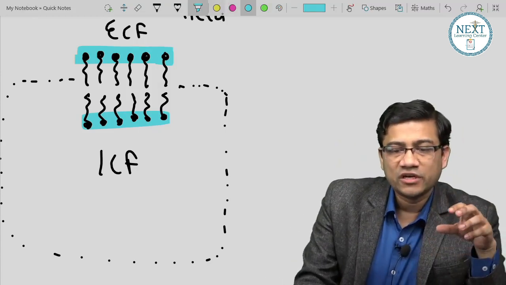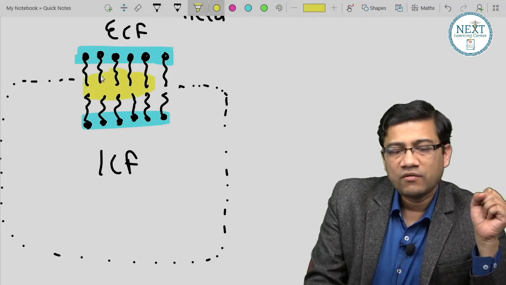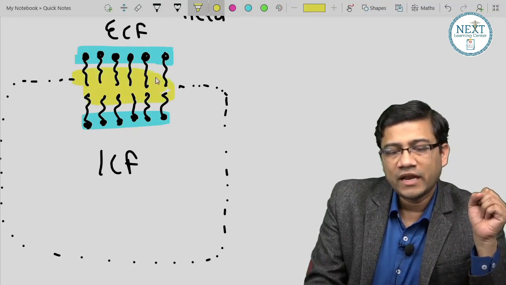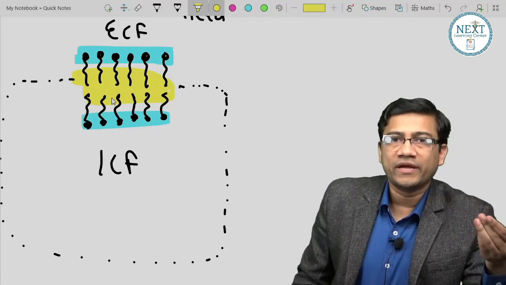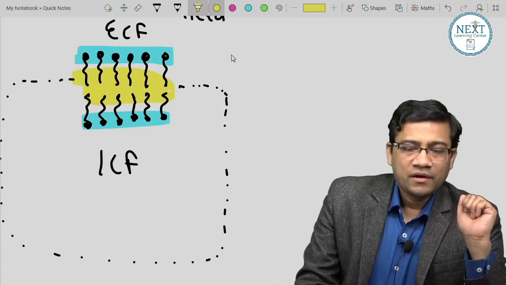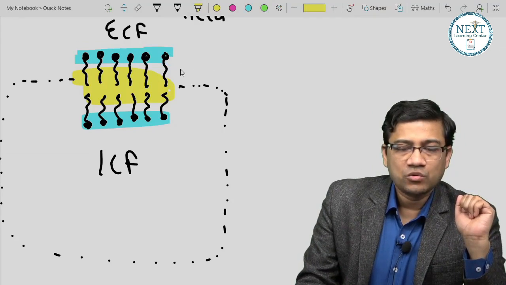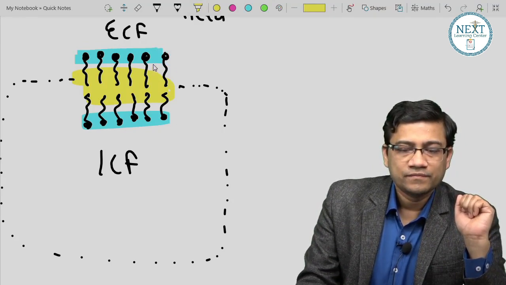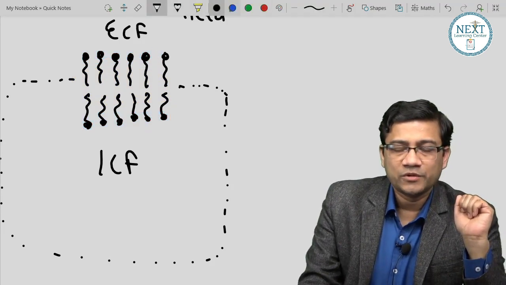And what is sandwiched between them? The water hating tail end. So that is why they are no longer in contact with the water in ICF or ECF. Okay. Now the next point is they also contain what thing? The proteins. So let me show the proteins.